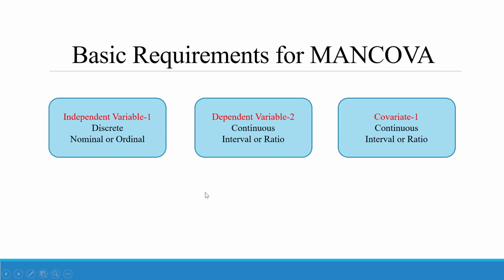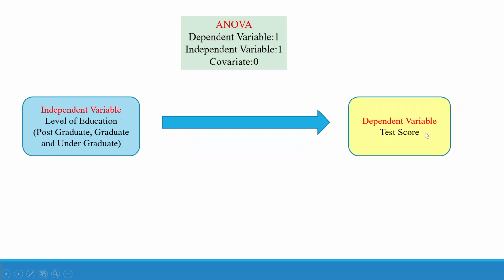Some basic requirements for MANCOVA. It requires one independent variable on the scale of nominal or ordinal, that is discrete, two dependent variables on the scale of interval or ratio, that is continuous, and one covariate on the scale of interval or ratio, that is continuous.